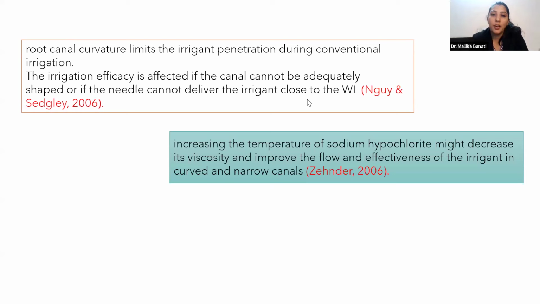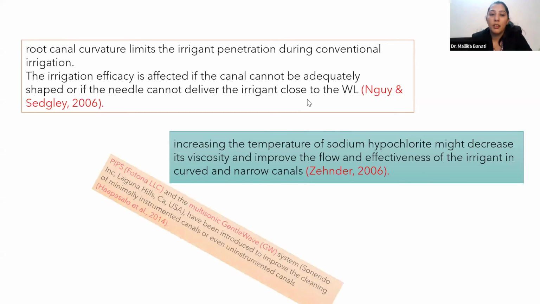You have to irrigate with 5.25% sodium hypochlorite. The importance of that has been discussed yesterday. Increasing the temperature of sodium hypochlorite might decrease its viscosity and improve the flow and effectiveness of the irrigant in the curved and narrow canals. That is what you can do.